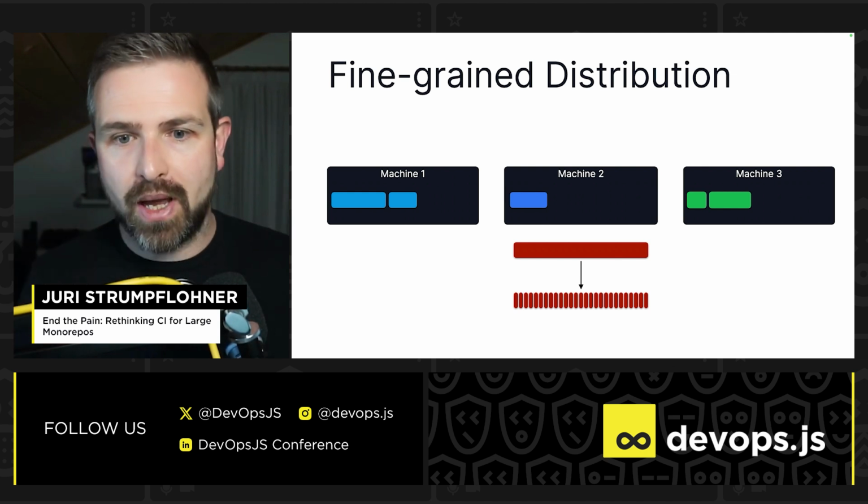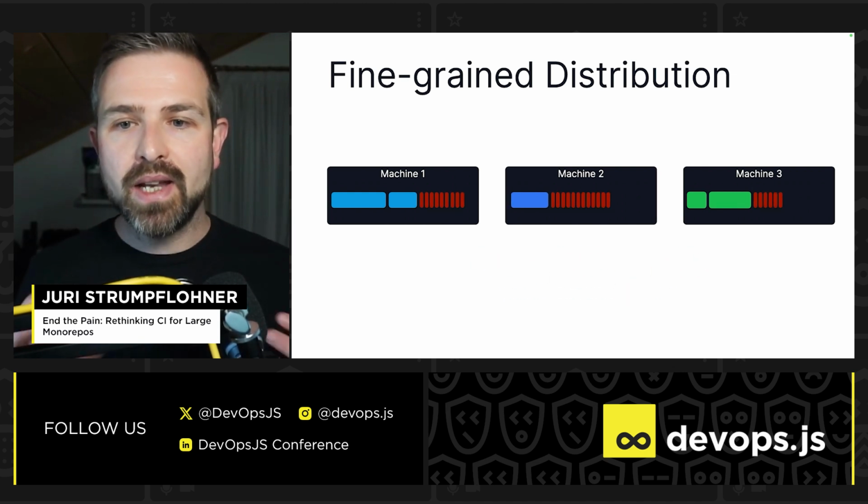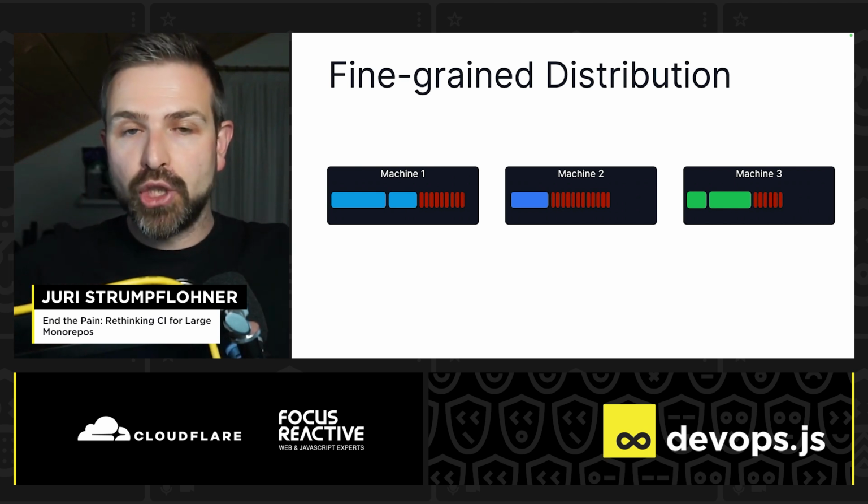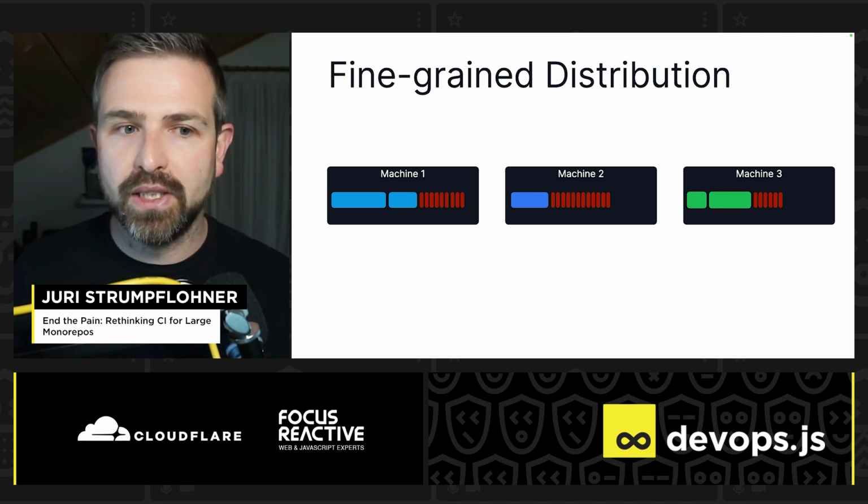And so we can group them in some intelligent way. And now we have much more fine-grained pieces that we can distribute. And so we can balance out the machines much better and therefore lead to much better results.